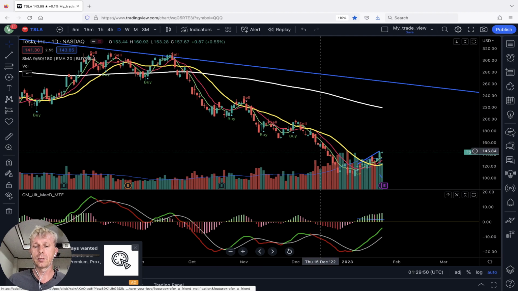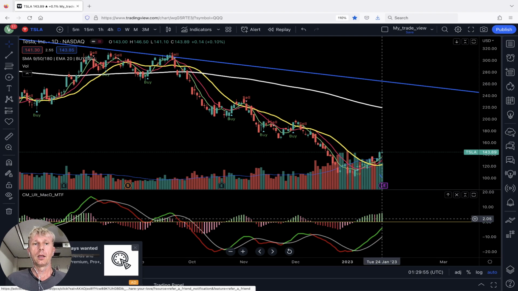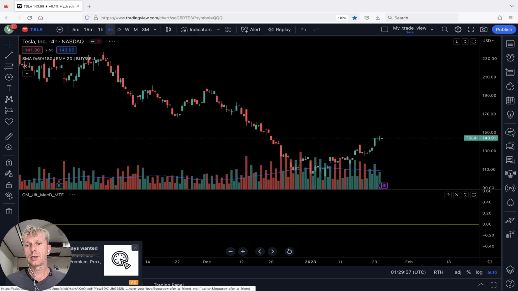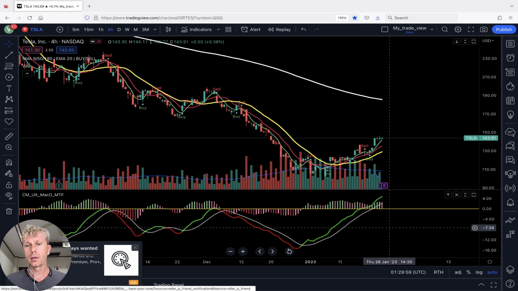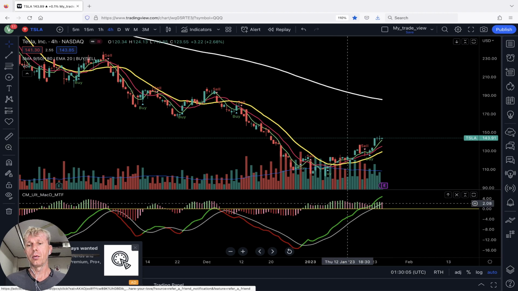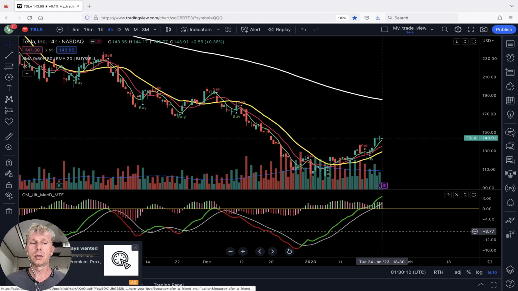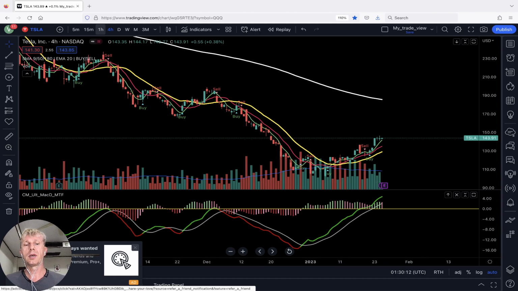Let's move to 4 hours for Tesla. Tesla 4 hours. Bullish trend, bullish signal on MACD, bullish on the moving averages, bullish buy signal on the script, still a bullish trend on 4 hours. Let's move to 1 hour.